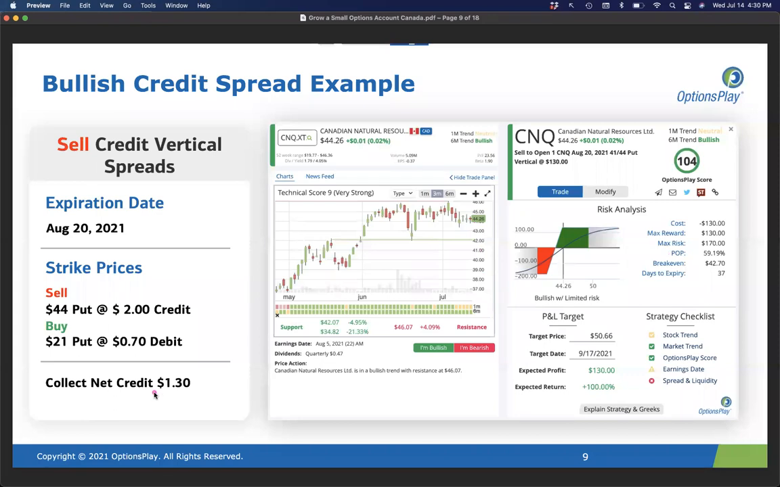But the net credit, what I collect here, is $1.30, which is the difference between the $2 that I've sold and the 70 cents that I have to pay for the $41 put. That difference is the credit that I receive.